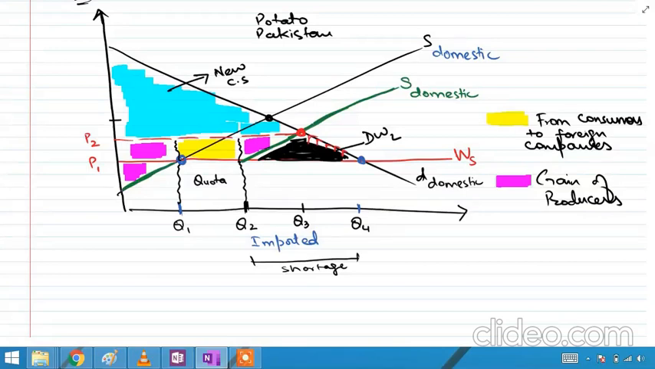Now the difference between quota and tariff is that in a tariff the government usually earns revenue, but in a quota this is not the case. So this is the basic idea of quota.